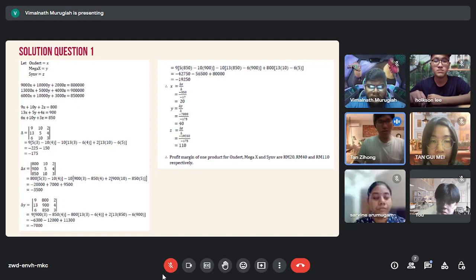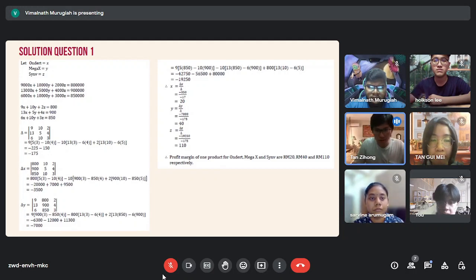Then for this question, we are going to use Cramer's rule to solve it. The first one is the determinant. We will find the determinant. So the first determinant is negative 175. Then for the x determinant, by using Cramer's rule formula, we take the constant and replace it at the x, which means the first column. So the answer we get is negative 3,500. Then determinant y is negative 7,000. Then determinant z is negative 19,250.